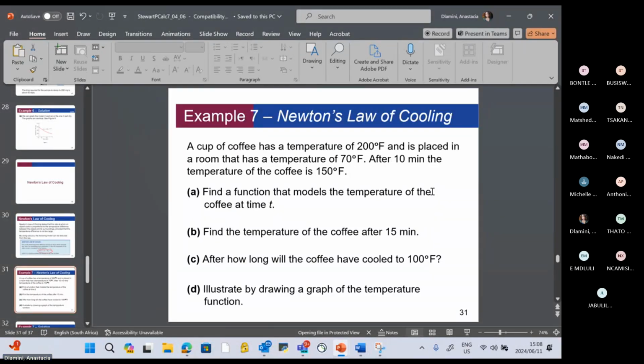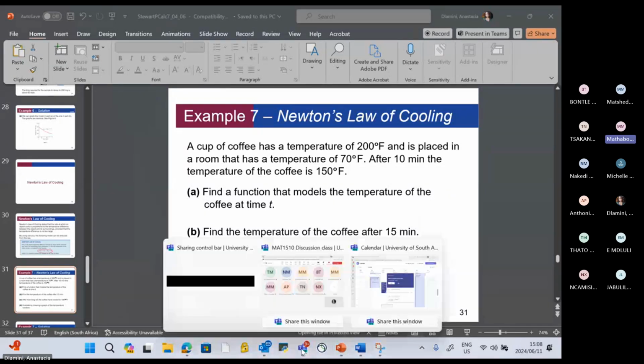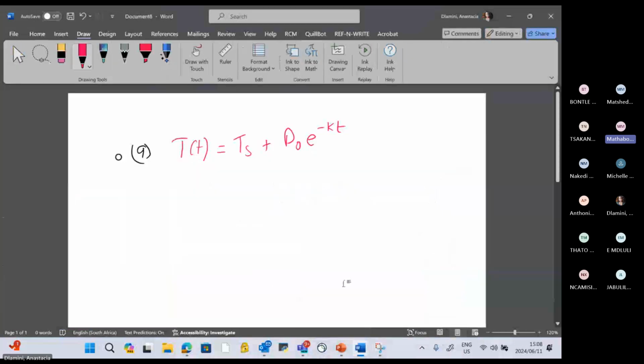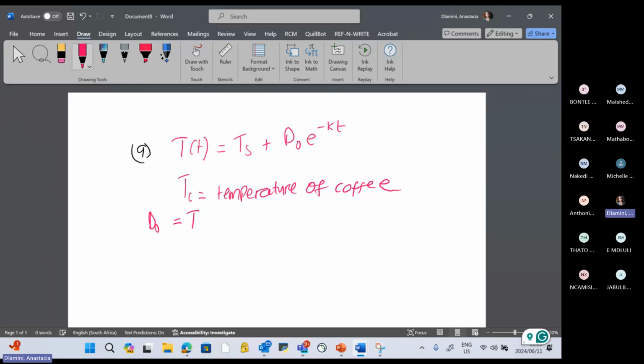Here, right? Now, how do we find D0? It is the difference between the temperature of a coffee and of the room. So let's call it temperature of coffee. Then we know that D0 is equal to temperature of coffee minus temperature of the surrounding, which is the temperature of the room.